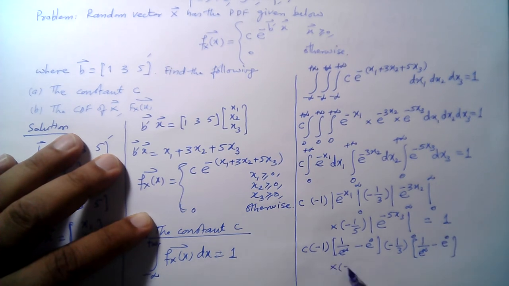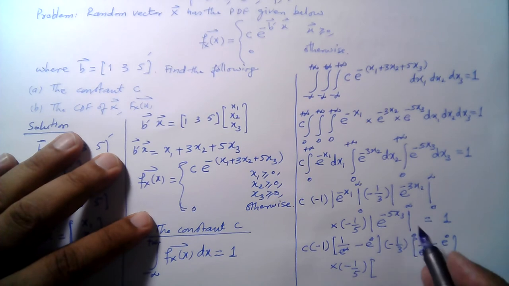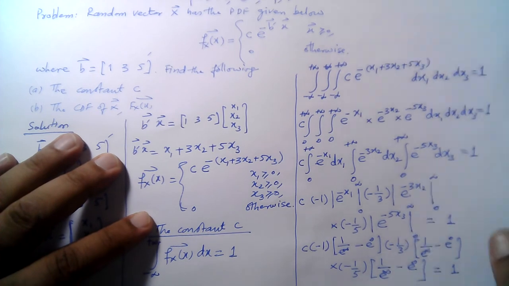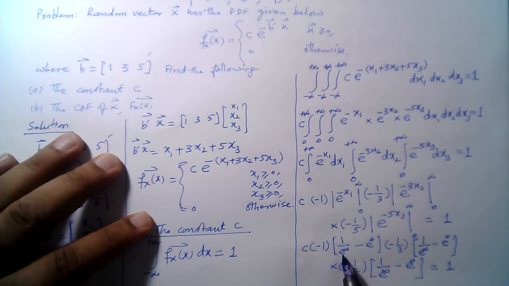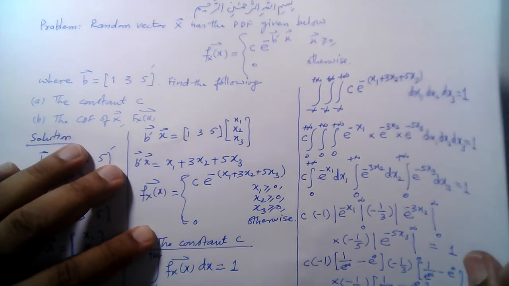And minus 1 over 5, and when we put the limits here again, this will be 1 over e raised to the power infinity minus e raised to the power 0, and the answer should all come out to be equal to 1. So 1 over e raised power infinity is 0 and e raised power 0 is 1. Here again this is 0 and this is minus 1. 0 minus 1. So the computation should be straightforward.